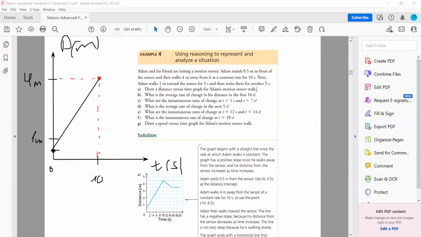Next, Adam walks 1 meter toward the sensor for 5 seconds. So then he spent 5 seconds to walk 1 meter back. So 15 seconds, moment in time. And he walked only 1 meter back. So walked to 3 meters, right? 3 meters away from the sensor. And this point would be right here.